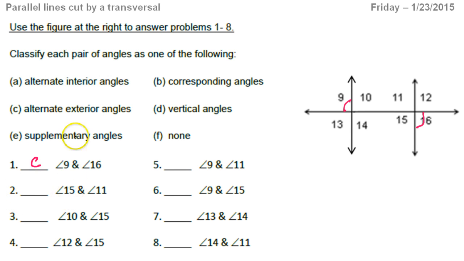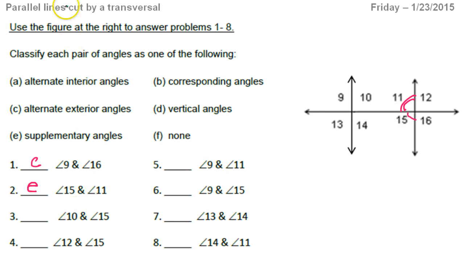Number 2, how about angle 15 and 11? Here's 15 and here's 11. Now these are consecutive angles. They form a straight line, so that's a linear pair. Linear pair is not an option, but supplementary angles is. A linear pair, which this is, will also be supplementary. So we'll put E for our supplementary linear pair.